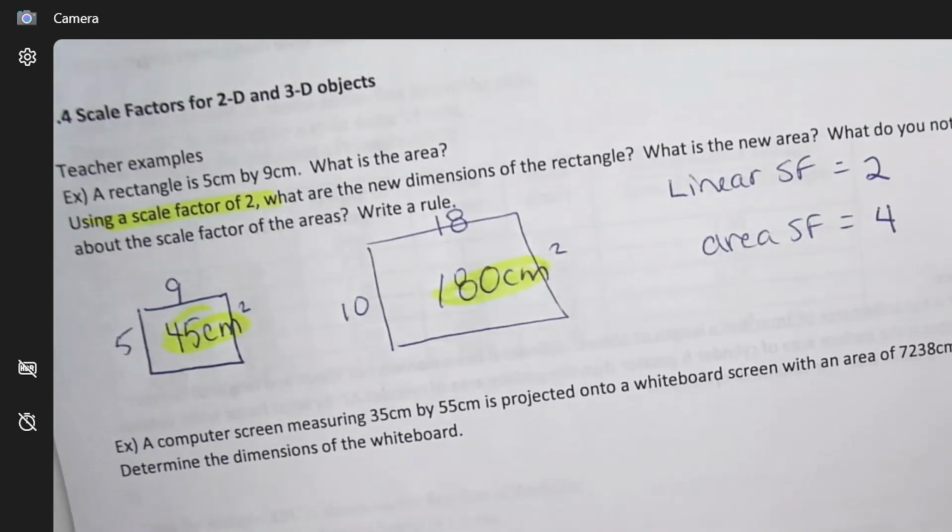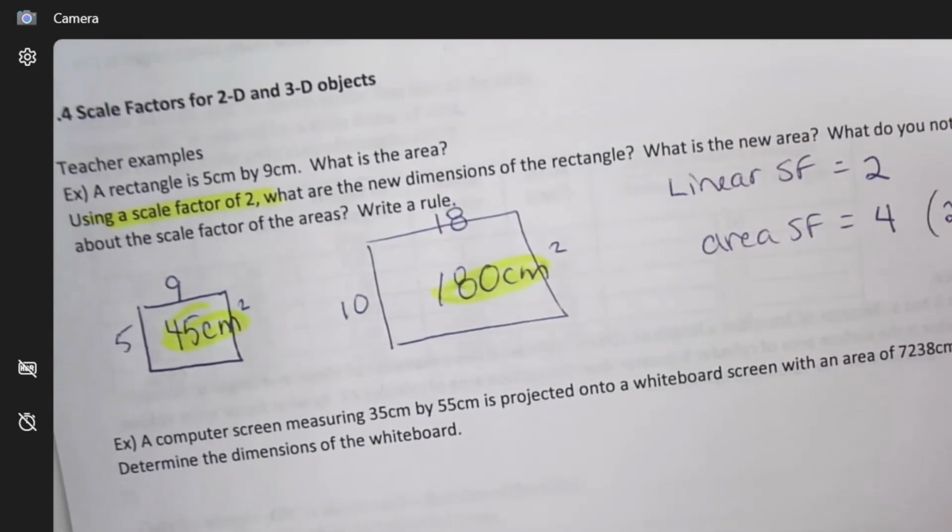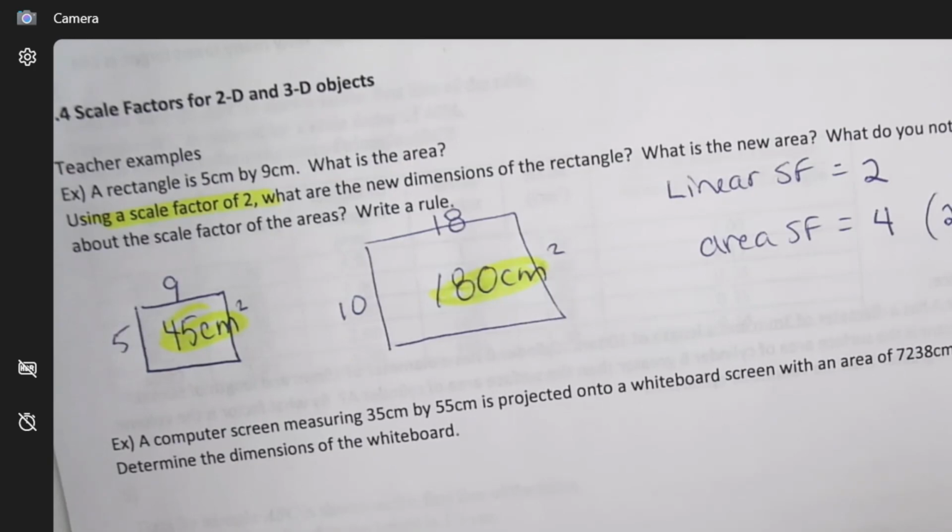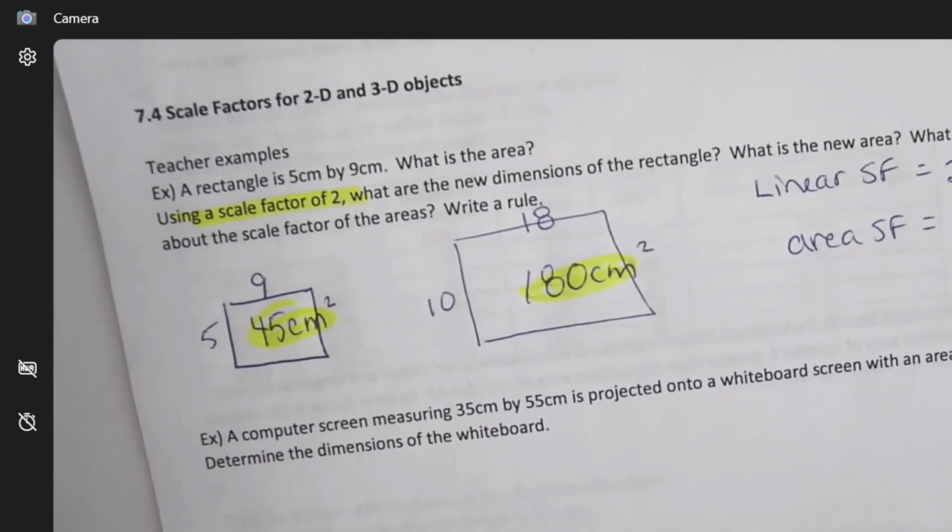So where did that come from? I had to take the linear and square it. Okay, because I'm going into area, I'm squaring stuff. Okay, so whatever you get, that's what you're doing. You're squaring it. Okay, so let's try another one.